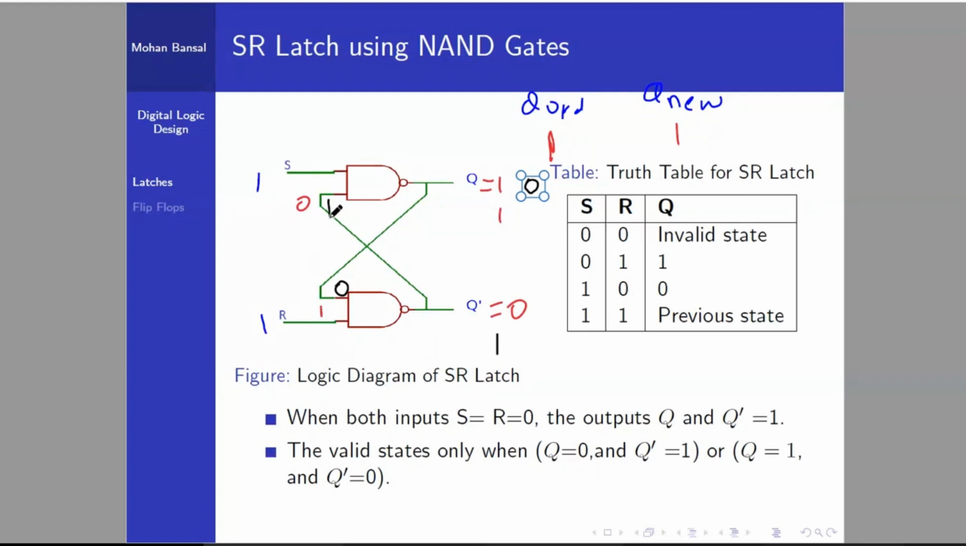So if S is 1 and R is 1, the current state is the previous state, which is also called no change in the state. State means output. What is the output state? Either 1 or 0. Is it clear now? Yes, sir.